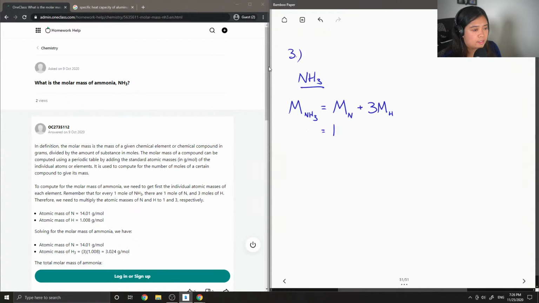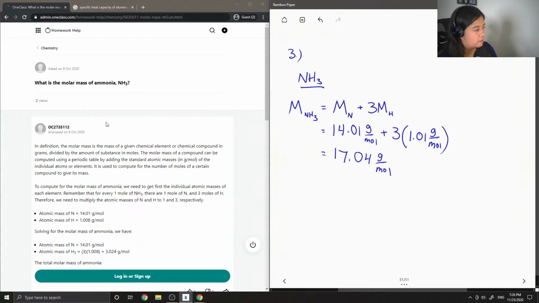So the molar mass of nitrogen is 14.01 grams per mole, and the molar mass of hydrogen is 1.01 grams per mole. Okay, so if we add all these values up, we end up with a value of 17.04 grams per mole.